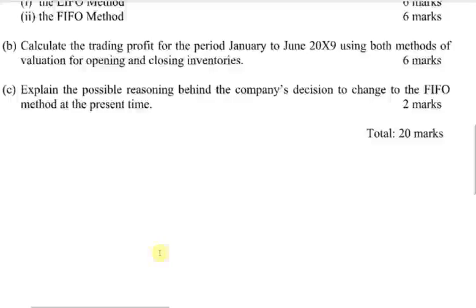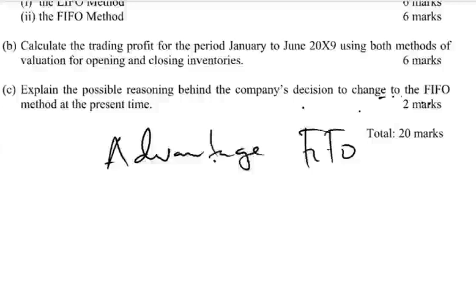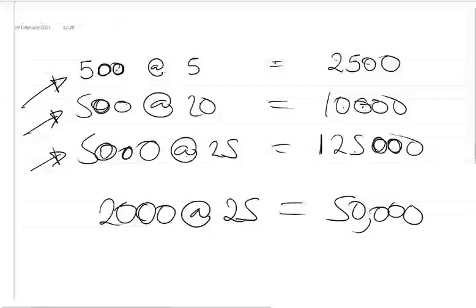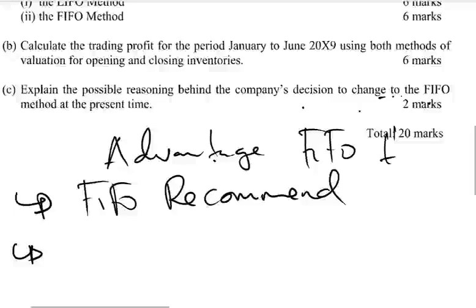Explain the possible reasons behind the decision to change from LIFO to FIFO. In other words, they're telling us, let us talk about the advantages of FIFO over LIFO. So you can say that one, FIFO is recommended by the accounting standard. So they might change because it is recommended by the accounting standard, right? The other thing is inventory with FIFO is valued at a realistic value.